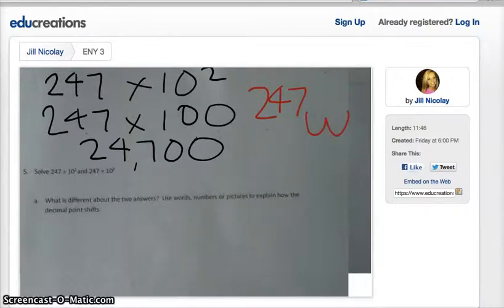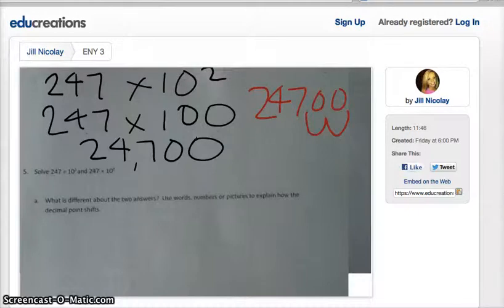There are 2 place values, not zeros, friends, place values. There are 2 place values that have been inserted because you are multiplying by 100 to get 24,700. So that's when I multiply.